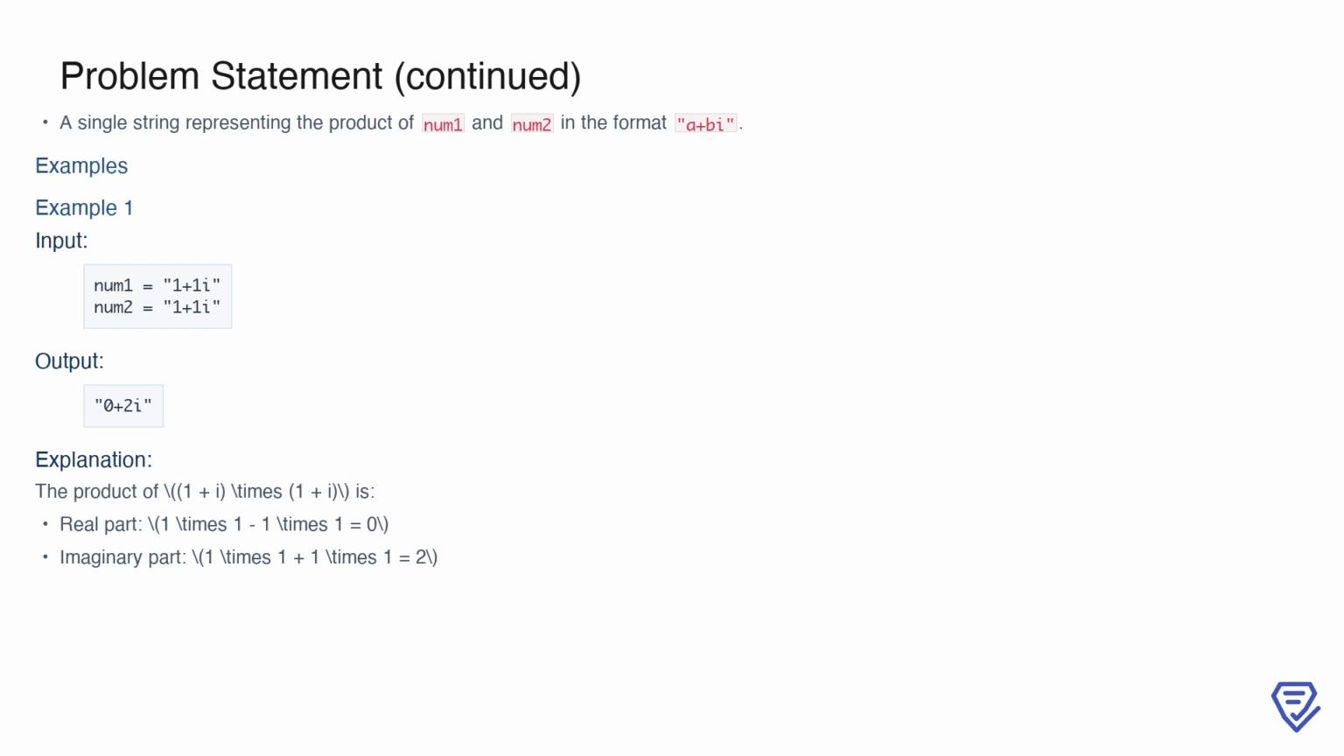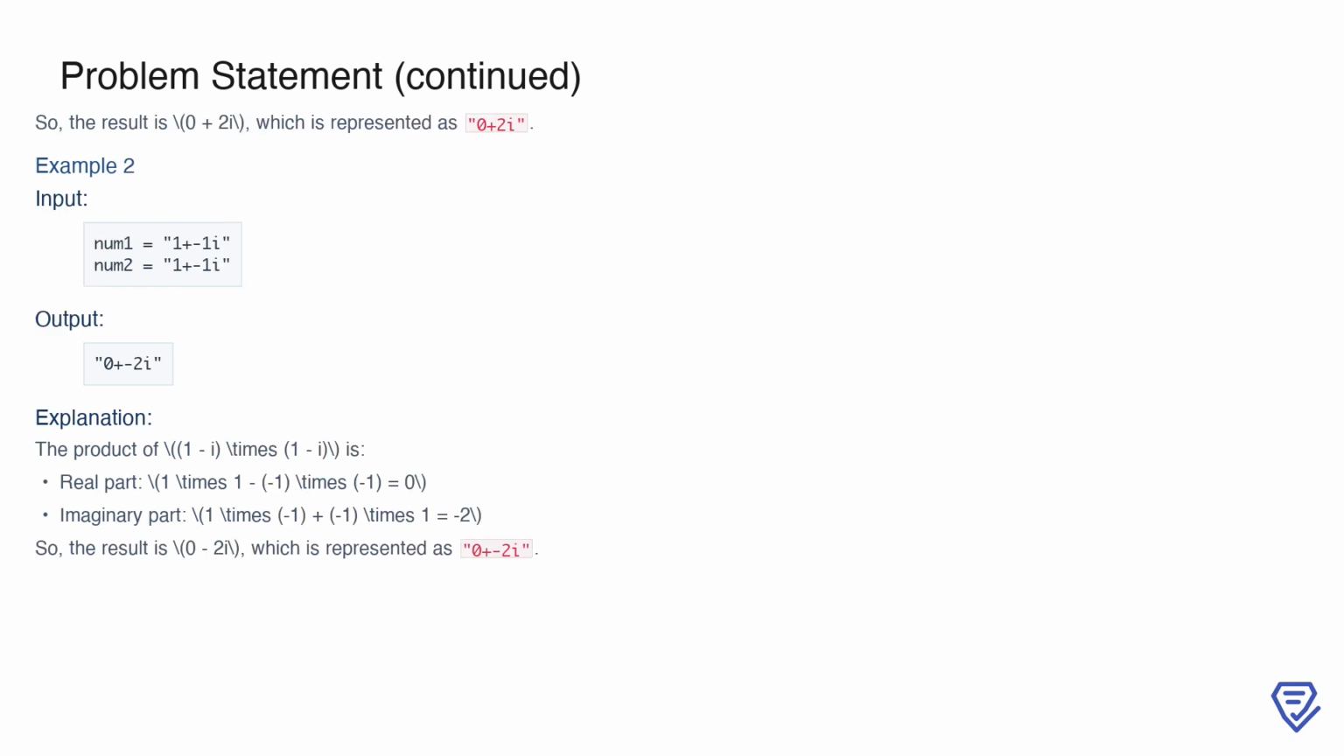To better understand how the multiplication works, let's walk through an example. If the input strings are 1+1i and 1+1i, they represent the complex numbers 1 + i and 1 + i. The product of these two numbers can be calculated as follows. For the real part, we compute 1 times 1 minus 1 times 1, which gives us 0. For the imaginary part, we compute 1 times 1 plus 1 times 1, which results in 2. Combining these, the product is 0 + 2i, represented as the string 0+2i. So, the result of multiplying 1+1i by 1+1i is 0+2i.